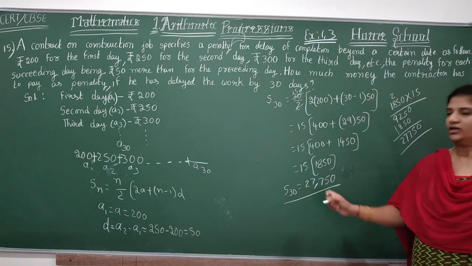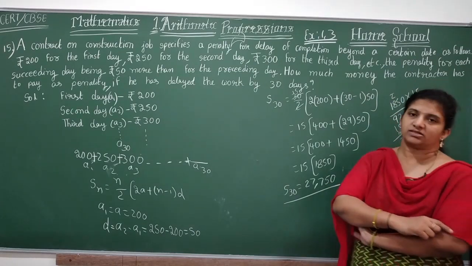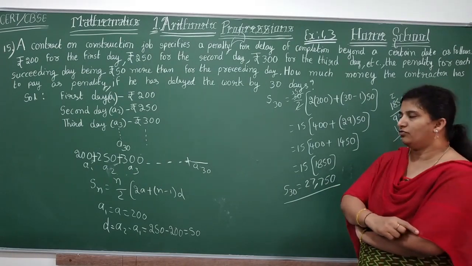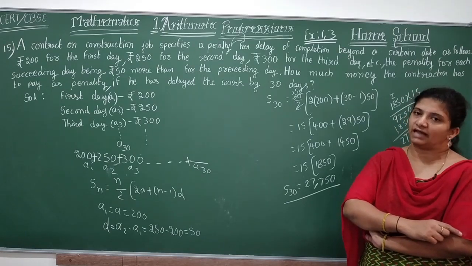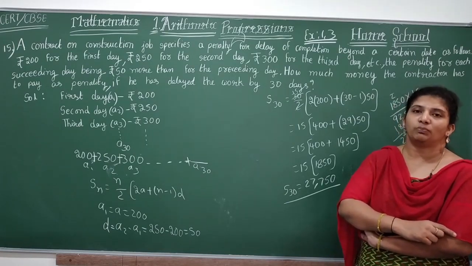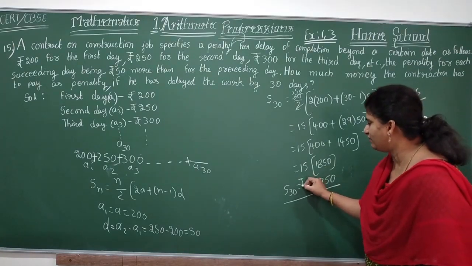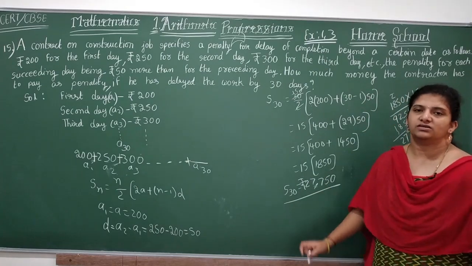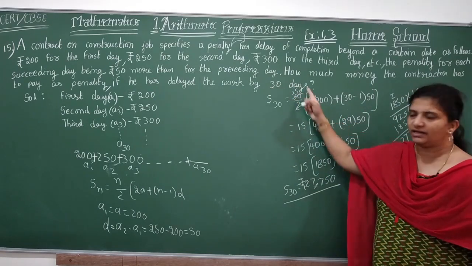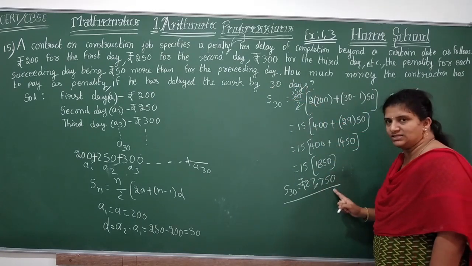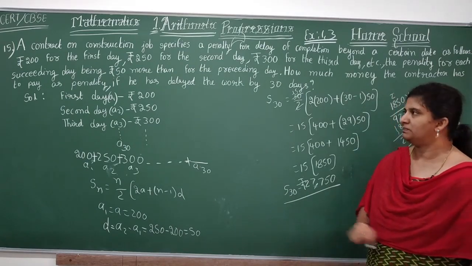So finally, what is this, children? You need to end your problem with the statement. What statement do you have to write here? Therefore, the contractor, due to his delay of his work for 30 days, is going to pay a penalty of 27,750 rupees. So total amount, he delayed for 30 days, right? So how much penalty is he going to pay now? 27,750 rupees. Okay, is this clear, everybody?